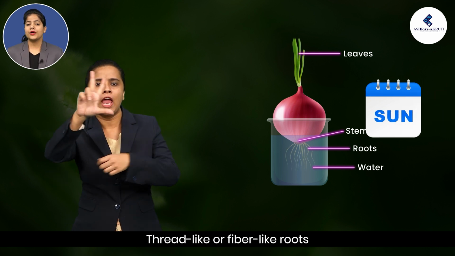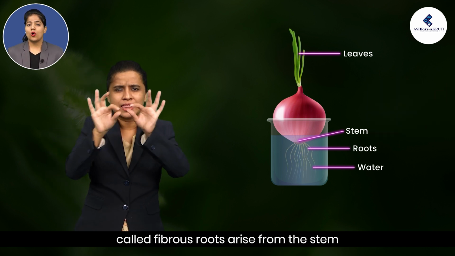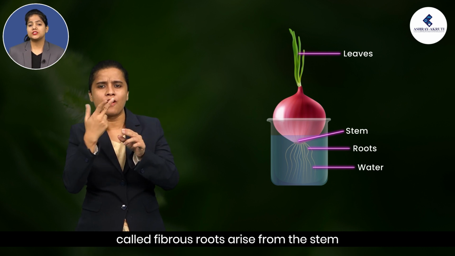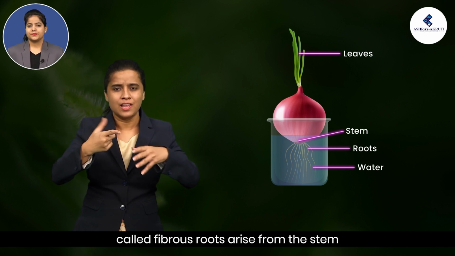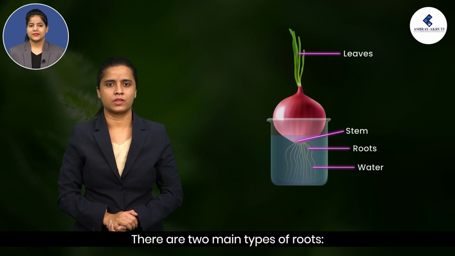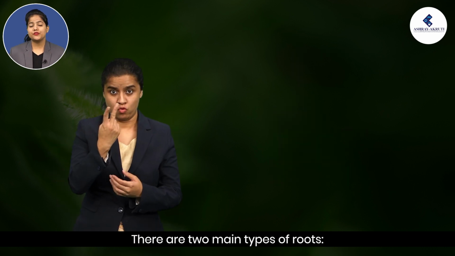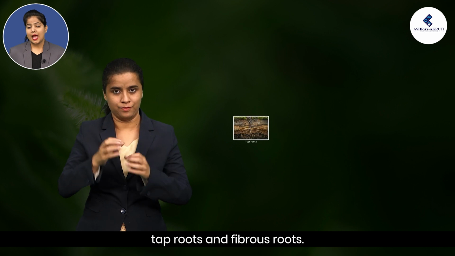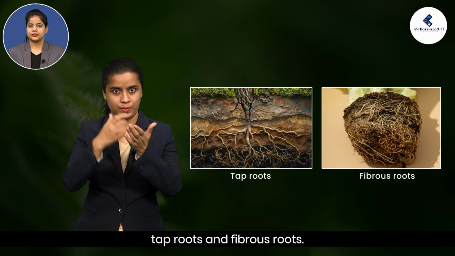Thread-like or fiber-like roots called fibrous roots arise from the stem. There are two main types of roots, tap roots and fibrous roots.